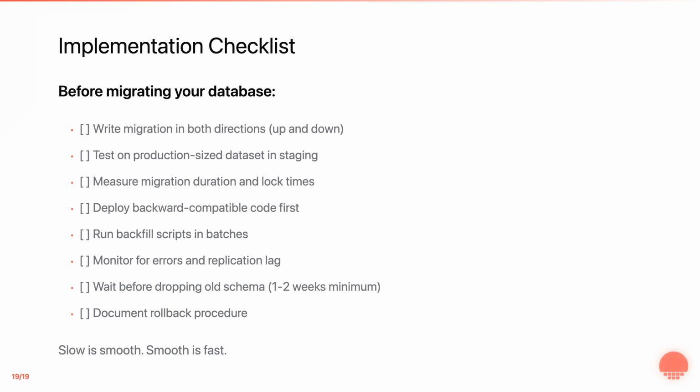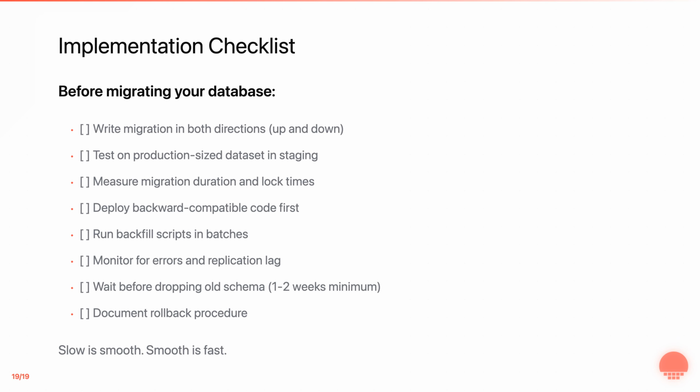Here's your checklist before you touch production. Bidirectional migrations aren't paranoia. They're your escape hatch when things go sideways at 2 a.m. Test on realistic data volumes because a million rows behaves nothing like 1,000. Deploy that backward-compatible code first, then run your backfills in batches, not one giant transaction that locks your database for an hour. Monitor everything, especially replication lag. And that old schema you're dying to drop? Wait at least 2 weeks. I know it feels slow, but slow is smooth, smooth is fast.